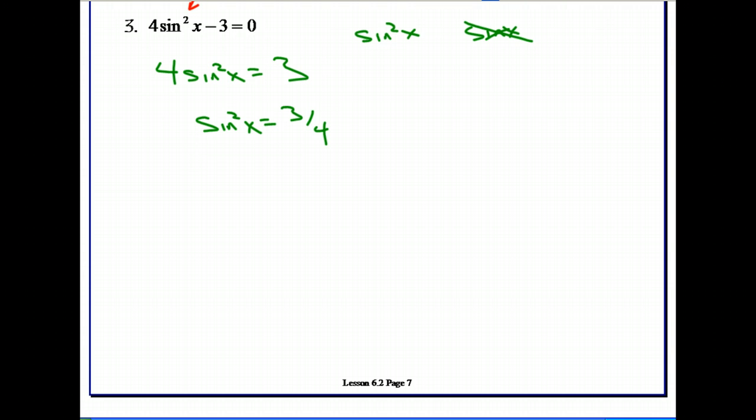And at this point, you know how to get rid of a square. You take the square root. So I take the square root of both sides. Here I get sine of x. Here I put in the plus or minus. The square root of 3 I don't know, so I leave it square root of 3. The square root of 4 I know, it's 2. So I get the sine of x is plus or minus the square root of 3 over 2. All right, you may know that off the top of your head. If you do, good for you.